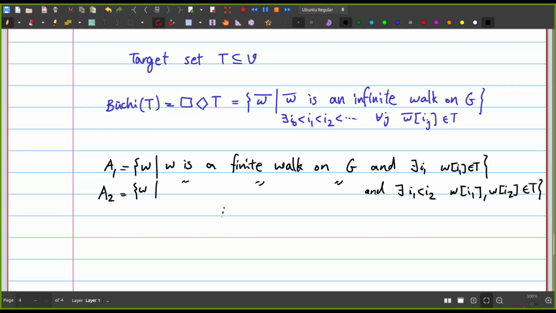Okay, so at two different times, I1 and I2, my walk was in my target set. And similarly, I can define the set AK as the set of all finite walks W such that W visits T at least K times.